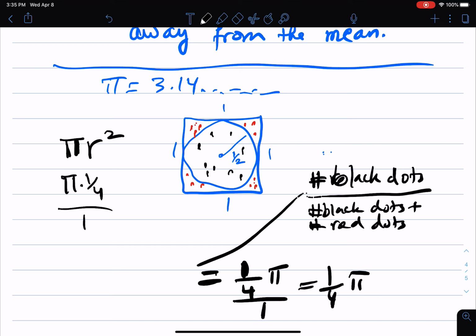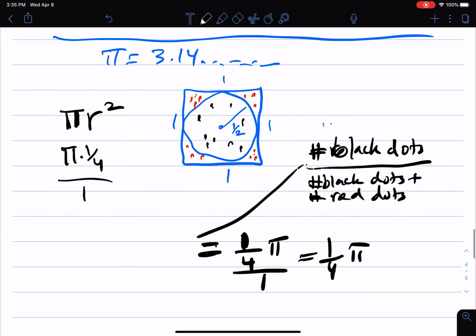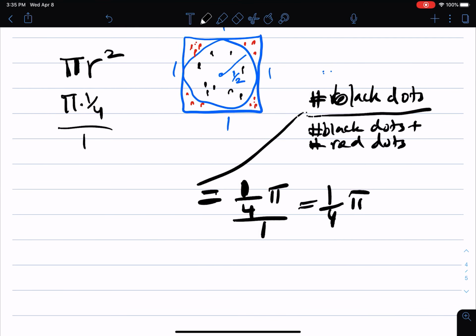So what I'm getting from this is, if I throw the dart n times total, and out of these n times, m times fell inside the circle, then m divided by n is proportional to 1/4 times pi.